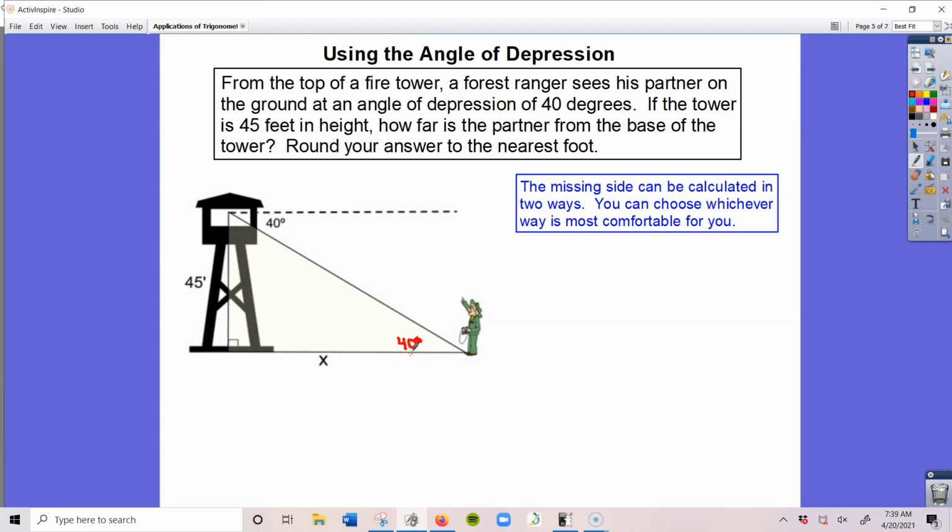So if I'm using the 40 degrees down here, that means that this is the opposite side and this is the adjacent side. Opposite and adjacent, that means that I would need to use tangent. So the tangent of 40 degrees is going to equal opposite, which is 45, over x. To solve for x, I would have to multiply x to both sides. So I get x tangent of 40 is equal to 45. And then finally, to solve for x, I would divide by the tangent of 40.